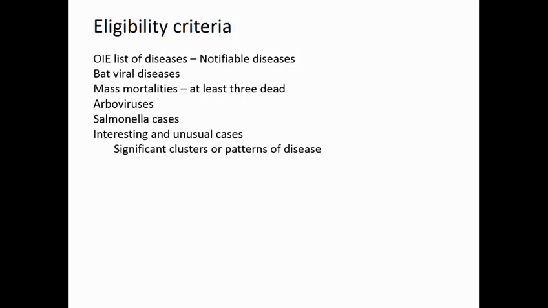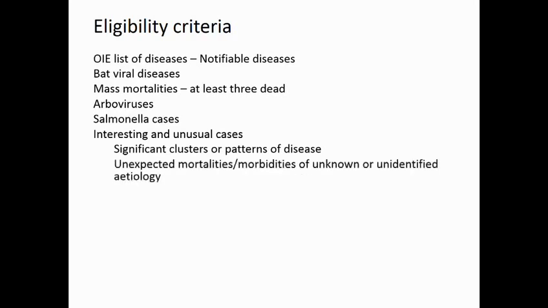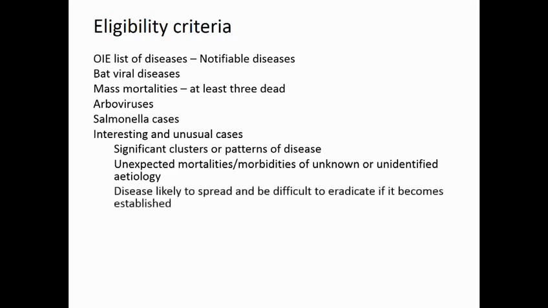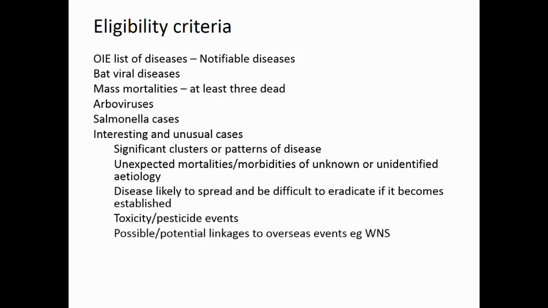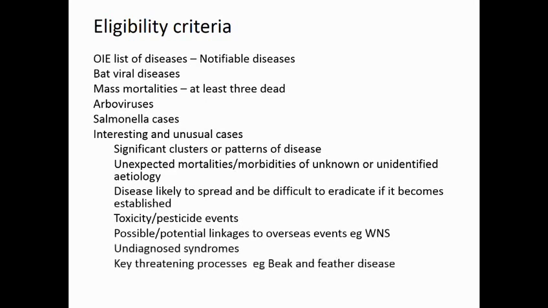So if there are specific clusters or patterns of disease or any unexpected mortalities that weren't expected at all, or there may be morbidities as well as mortalities. And even if some of those diseases might be likely to spread and might be difficult to eradicate if they become established, then we want to know about it. Any toxic events or pesticide events might be a problem as well. And then if there's any suspicions that there might be potential linkages to any diseases that might be occurring overseas. And if we have any undiagnosed syndromes and some key threatening process diseases like chytridiomycosis or beak and feather disease, we'd like to know if you see any cases that are occurring.